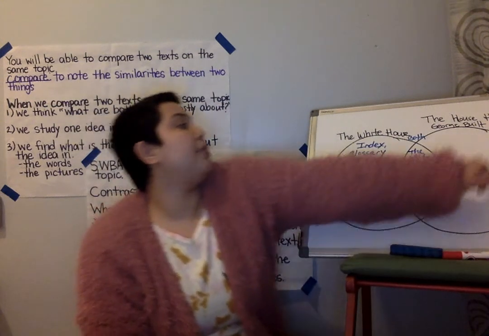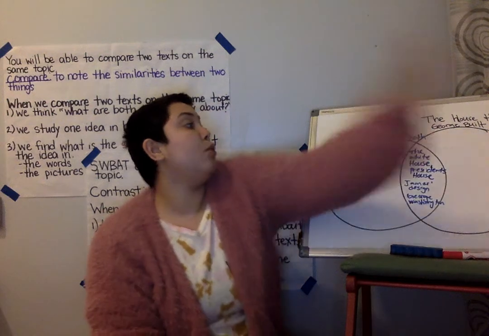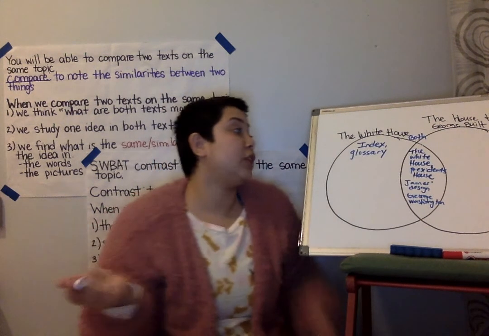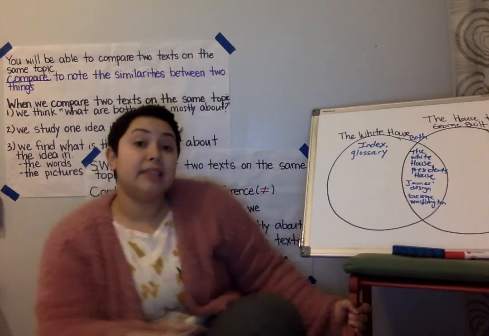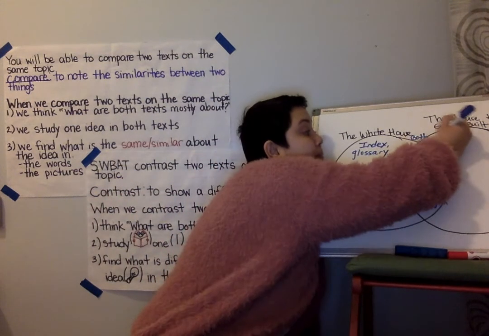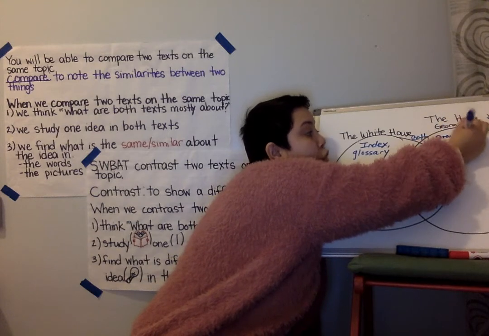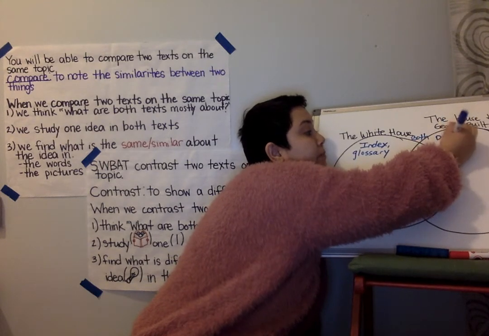Now, I'm going to think about something that we only see in the White House that George built. First, the book only has illustrations. They're only drawings. I don't see any photographs. So I'm going to put drawings and illustrations over here.